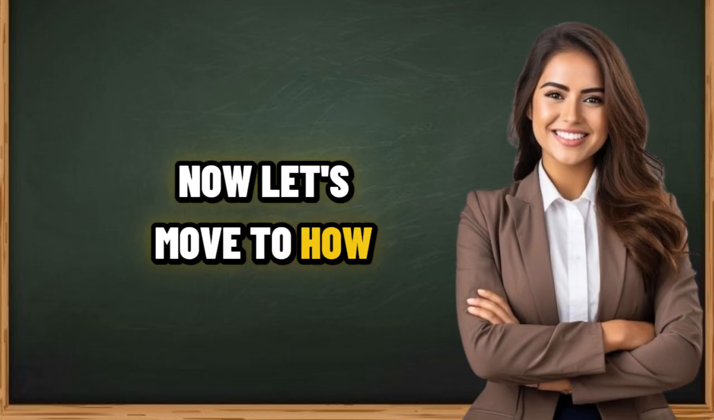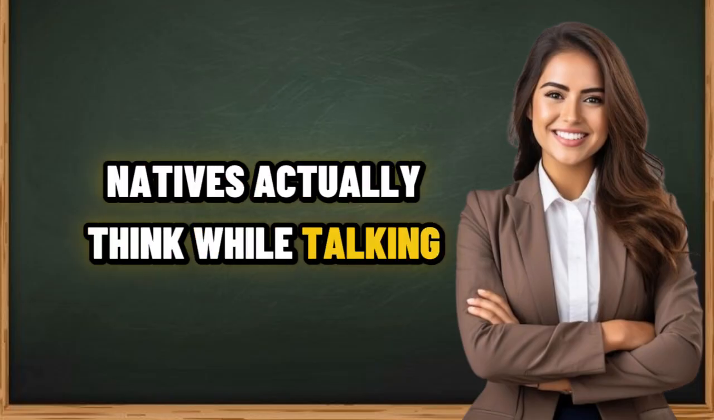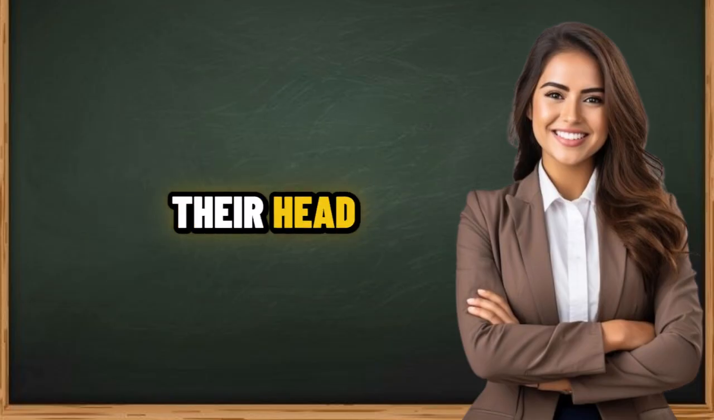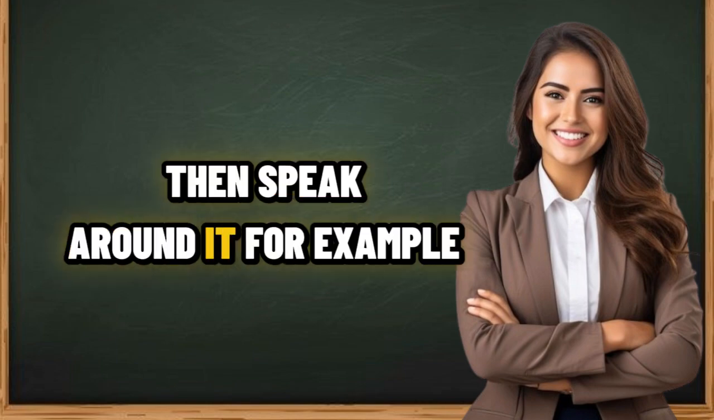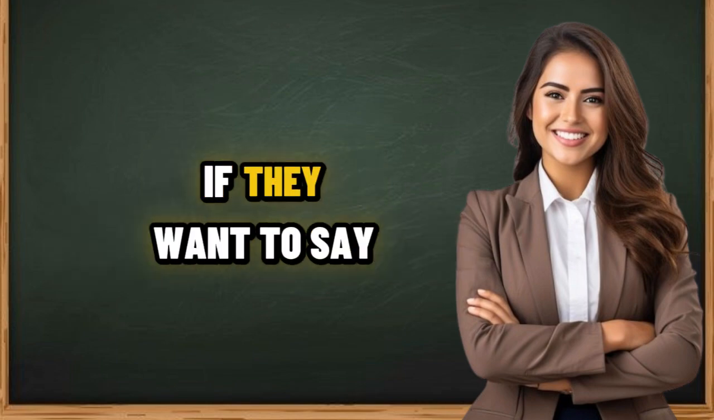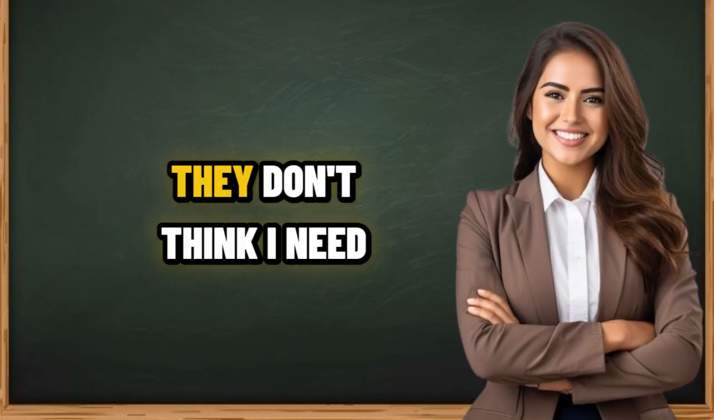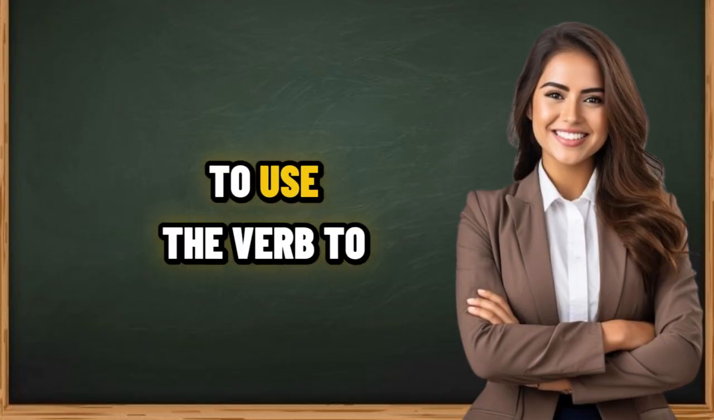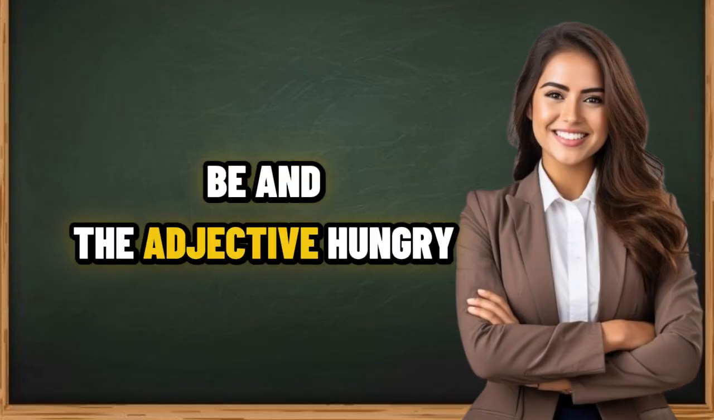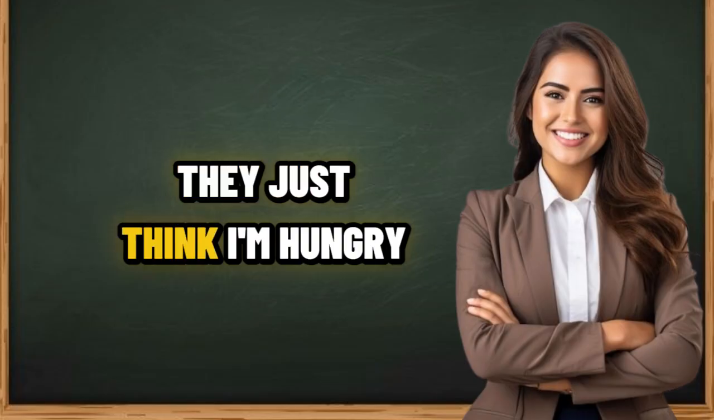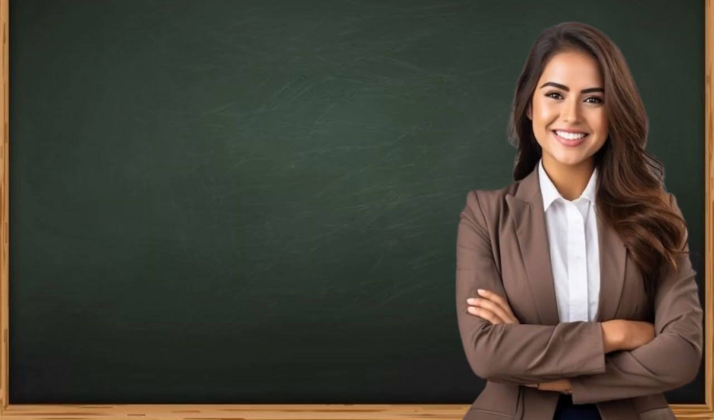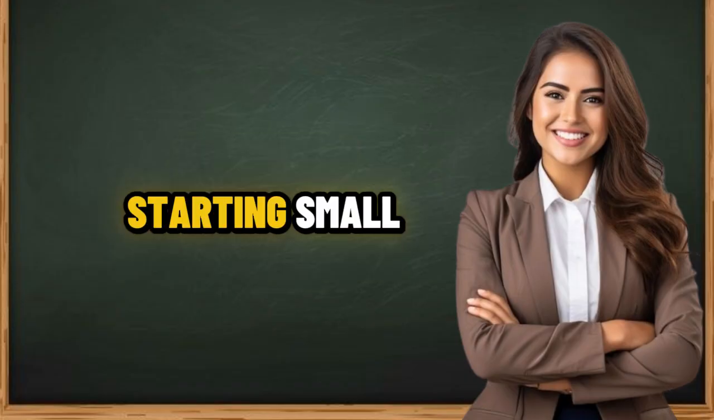Now let's move to how natives actually think while talking. They don't plan grammar in their head. They think of a simple idea first, then speak around it. For example, if they want to say they're hungry, they don't think, I need to use the verb to be and the adjective hungry. They just think, I'm hungry. Then words flow automatically.